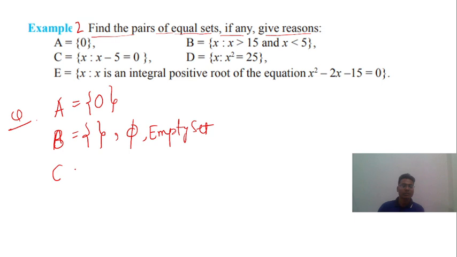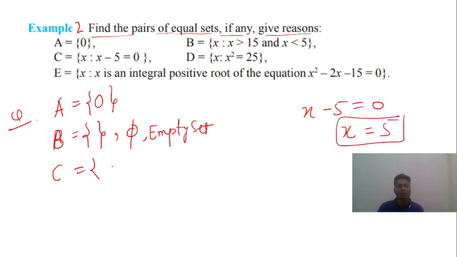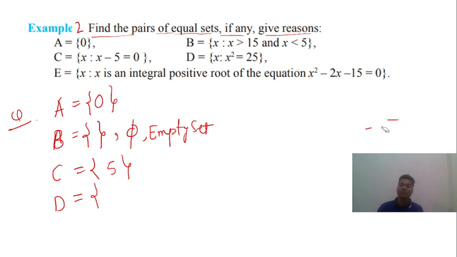Okay, coming to question C. C is saying that x minus 5 is equal to 0. So you solve, x is equal to 5. So you got 5 in this set. Coming to question D. We are not actually solving this question, but we are converting the set builder form into roster form so that we can identify which of the two sets are equal, or three sets are equal, or all sets are equal. How many sets are equal here? We are going to solve this question D right now.